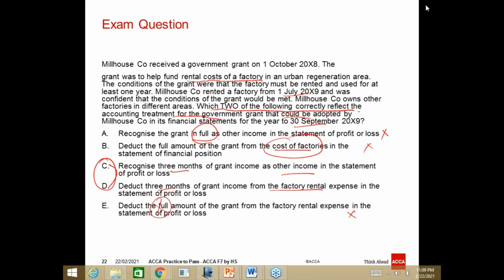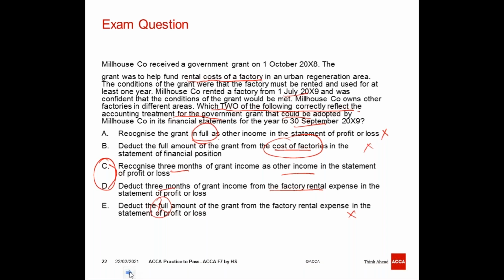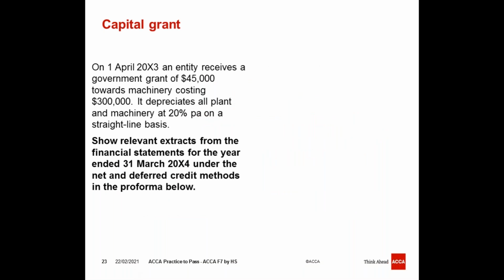Very good. Now capital grant. We will solve this question with both methods. The first one is deferred credit and net off. So first we are treating it as deferred income. So we have a deferred income of 45,000 government grant, and we have acquired machinery at a value of 3 lakh.